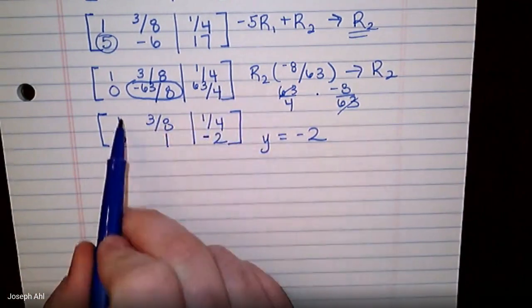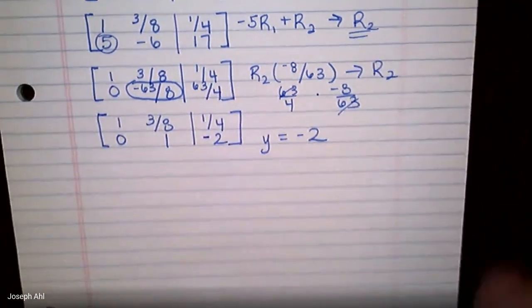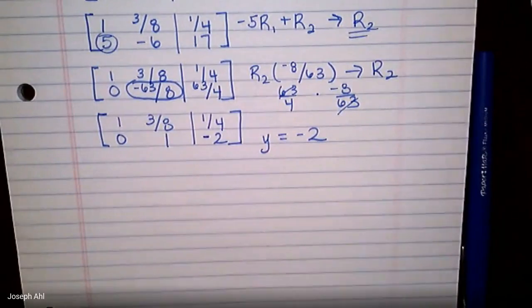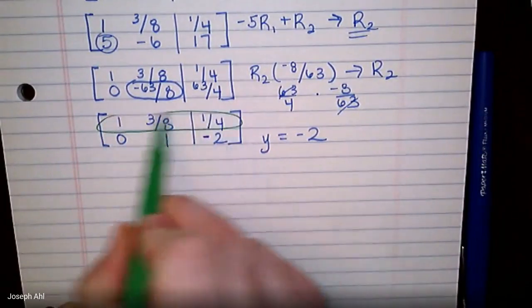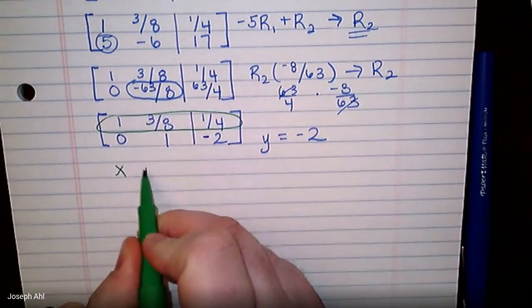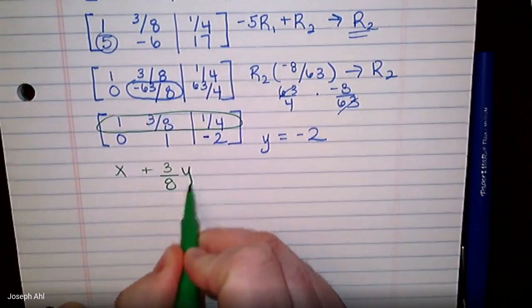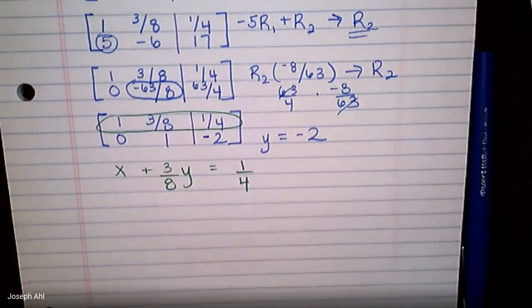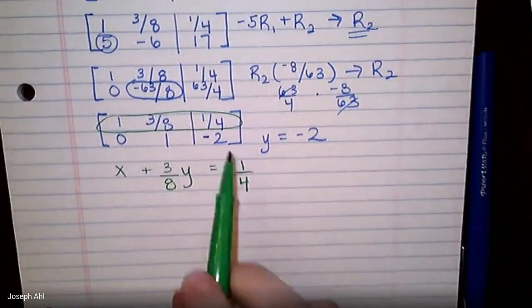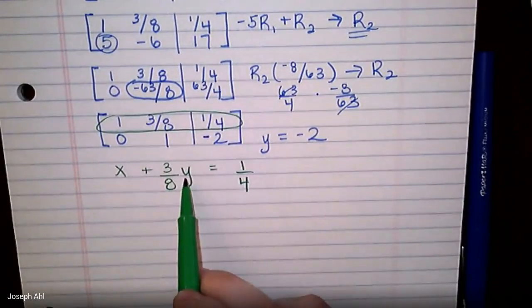So what we're going to do is take that top row and just transfer it back into an equation. So look at this top row here. It would be x plus 3/8 y equals 1/4. And if I just transfer that back into an equation, plug in your value of y.